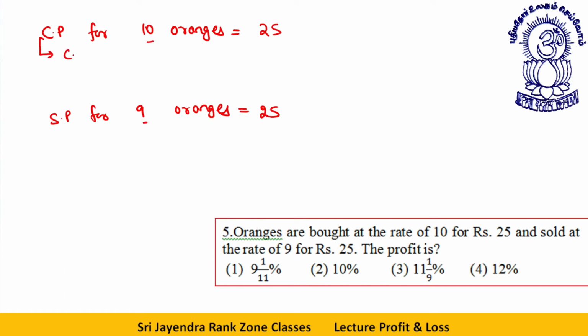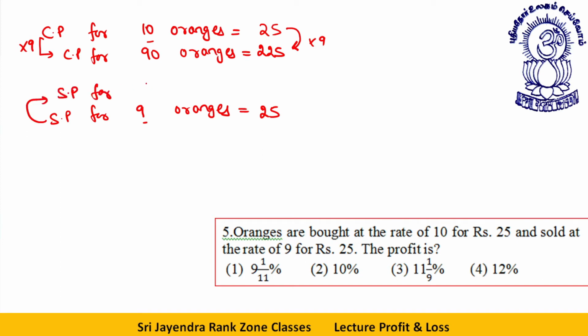So I can say CP for 9, the number which is divisible by both 10 and 9 is 90. For 90 oranges is equal to what? I multiply this number by 10 by 9. I will multiply this number also by 9. Okay, dear students, this becomes 225. Now, SP for 90 oranges, you multiply this by 10.